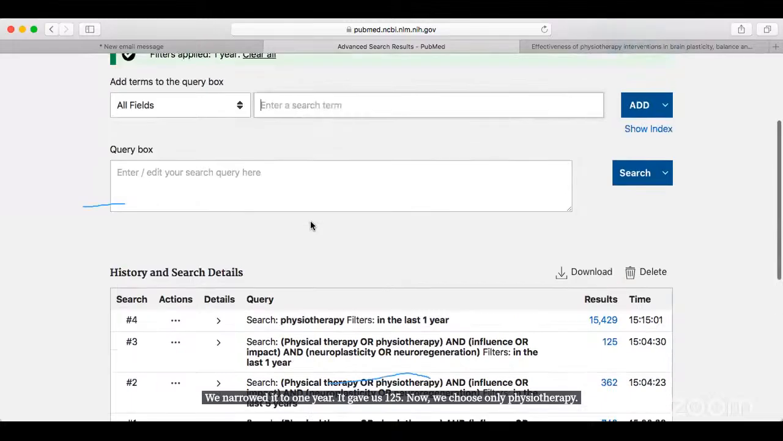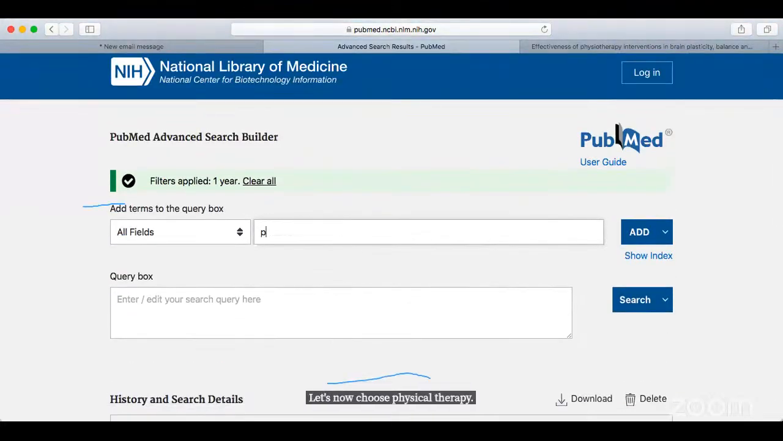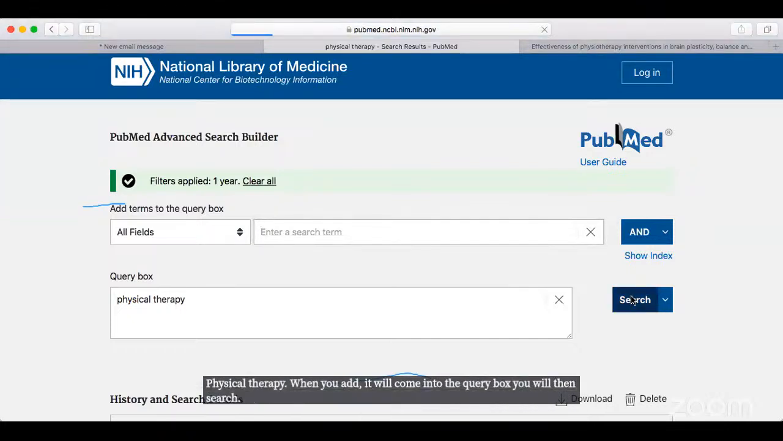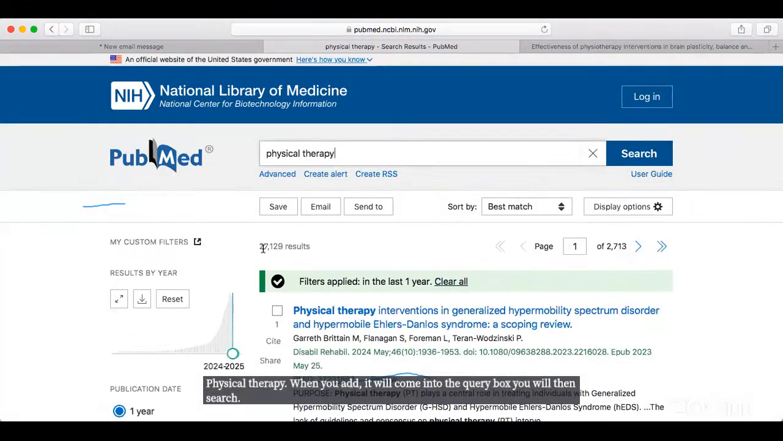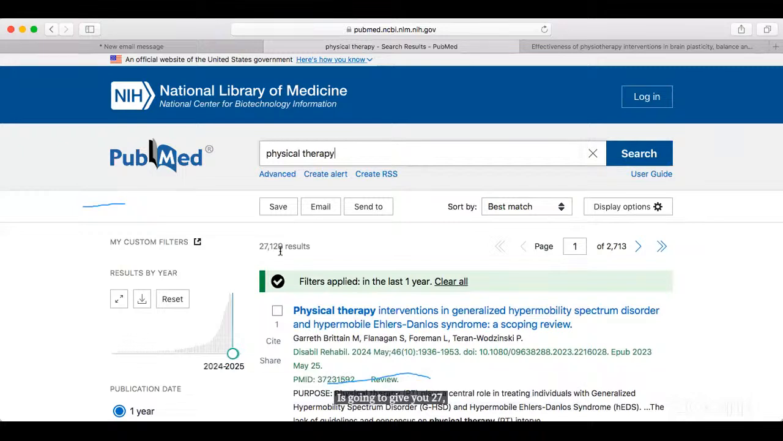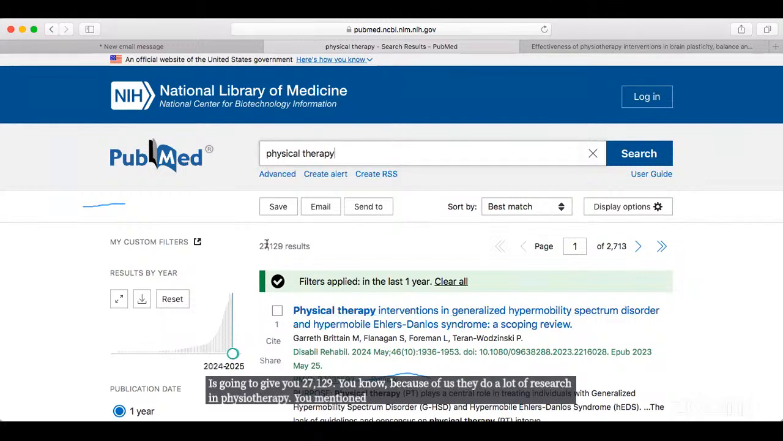Let's now choose physical therapy. When you add, it will come into the query box. You will then search. It's going to give you 27,129. Because of the US, they do a lot of research in physiotherapy. You mentioned physical therapy, you have more searches.